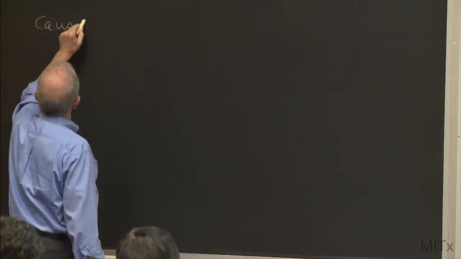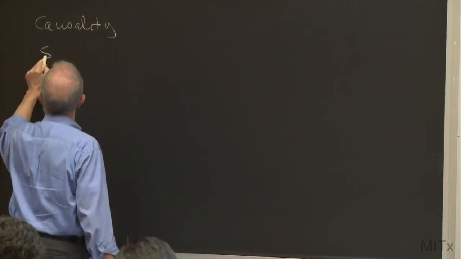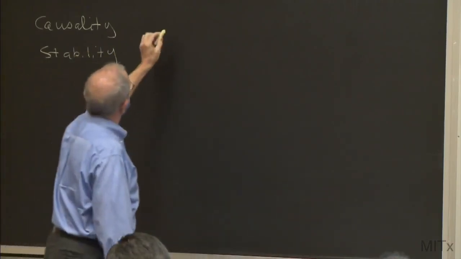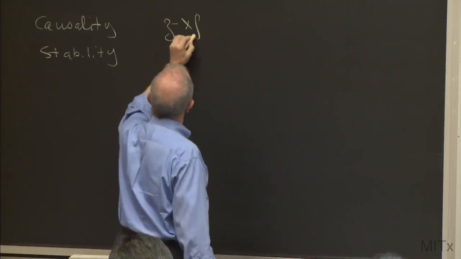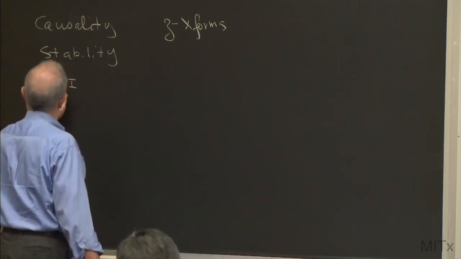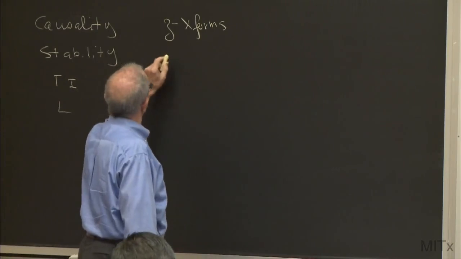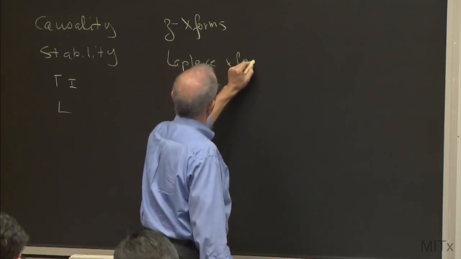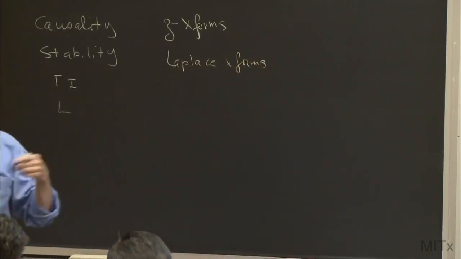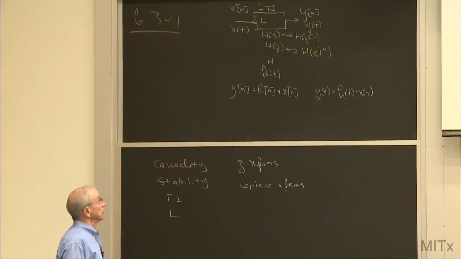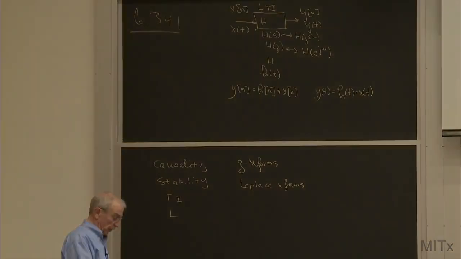For example, questions of causality, questions of stability. We would be talking about Z transforms. We would be talking about time invariance. We would be talking about linearity, Laplace transforms, et cetera. And that's the typical signals and systems kind of notion and discussion.